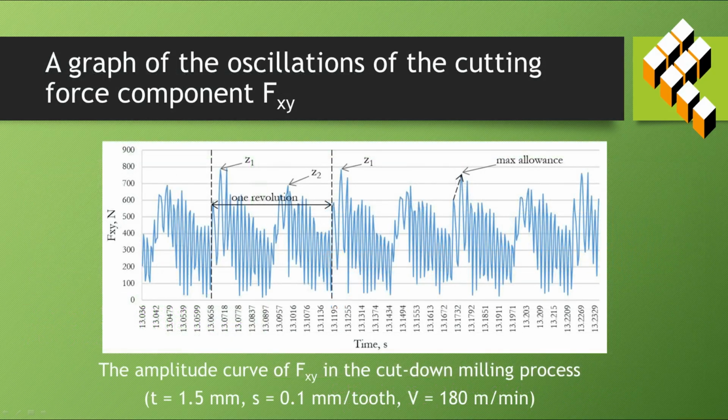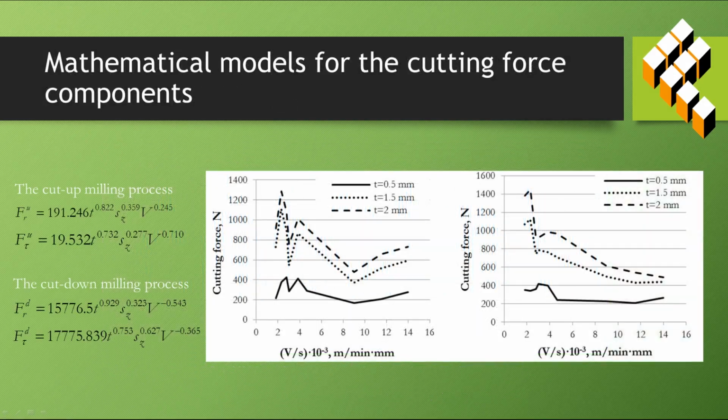Based on the analysis of steady-state cutting data, a graph of the oscillations of the cutting force component and the graph of the maximum force rate during the cut-down milling are presented on this slide. The following mathematical models for the milling force components, radial and tangential, were obtained using regression analysis. The two upper equations are given for the cut-up milling process, and the two lower equations are given for the cut-down milling process, respectively.